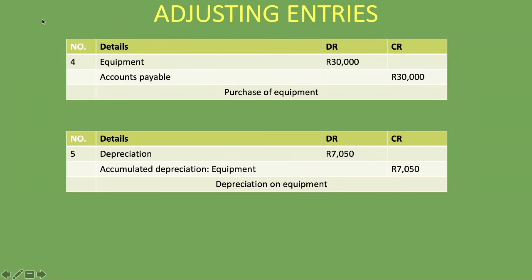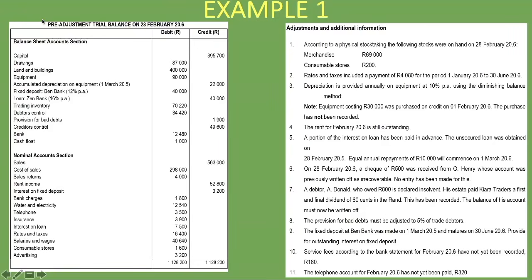Now let's go back and do the next one. We are told that the rent for February 2016 is still outstanding. That's number 4. So if rent is still outstanding, that means we have not paid for the full financial period. That means we have to calculate how much it is that is still outstanding. So if you can see here in our nominal account section, we have rent income, as you can see here, 52,800 Rand. That means we have received rentals for 11 months. So that means this 52,800 Rand is for 11 months.